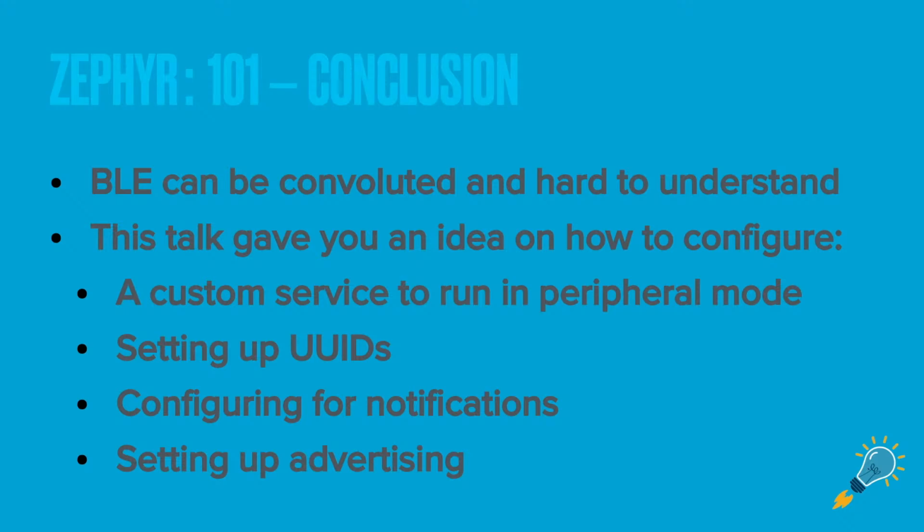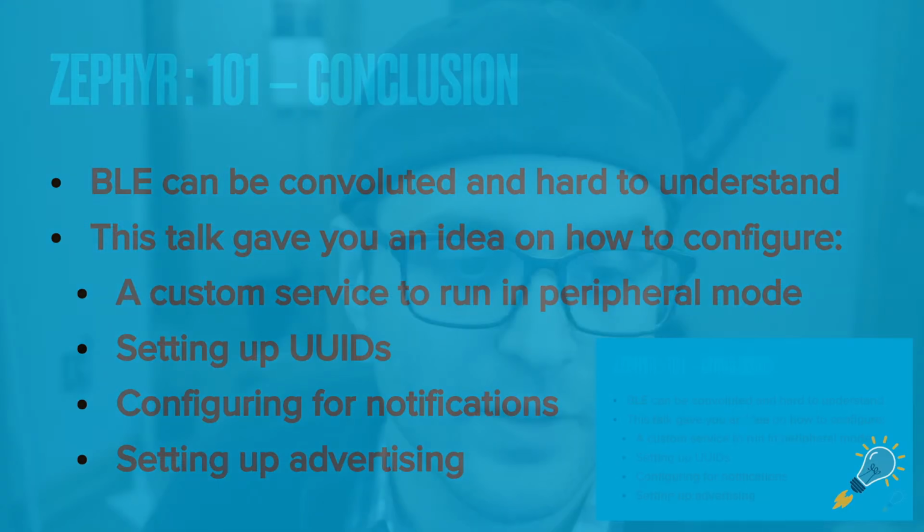We've created a custom service for peripheral mode. We're setting up UUIDs for the characteristics and service. We've configured it for notifications, so we're monitoring the data, and if data changes, we're going to get those updates as soon as possible on the phone side or central side, whichever you're connected to. And we set up advertising, so you can see that advertising is necessary for connecting to it. So that's another thing, it has a dual purpose.